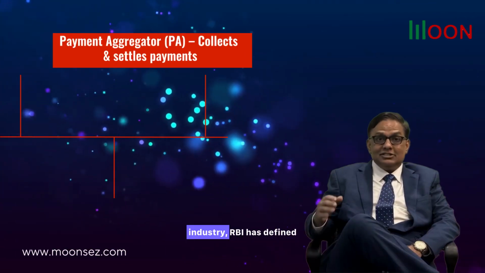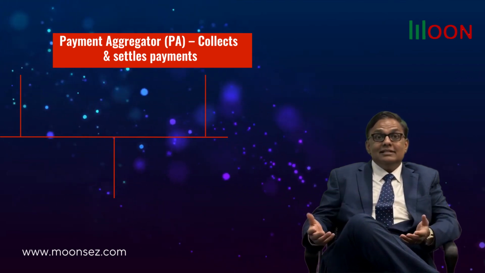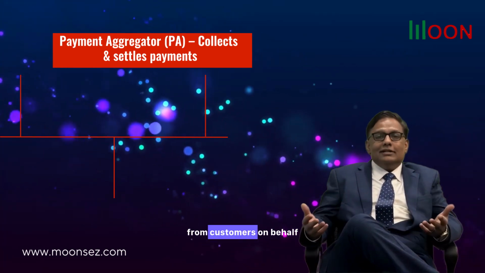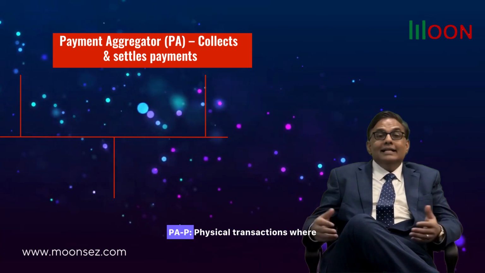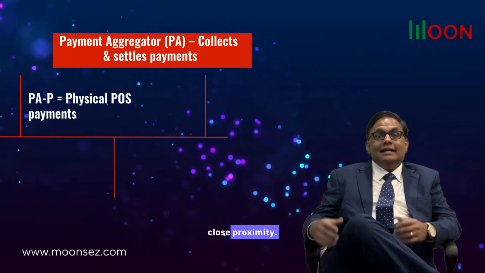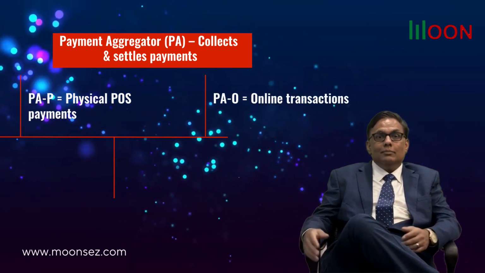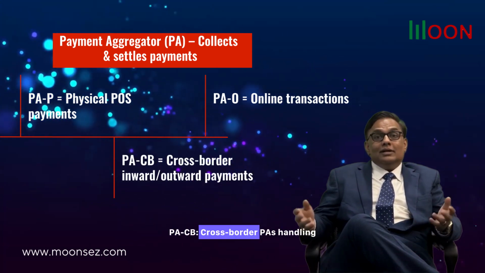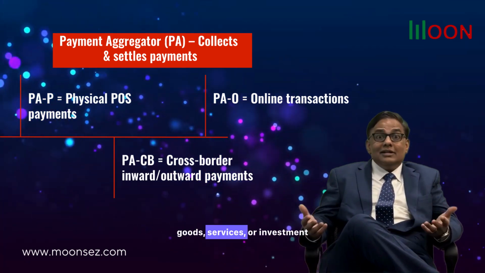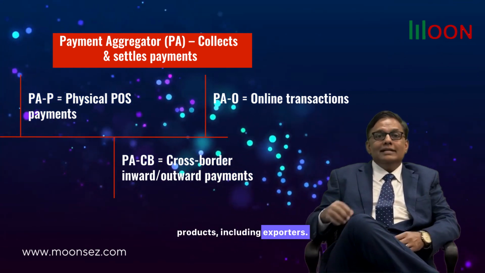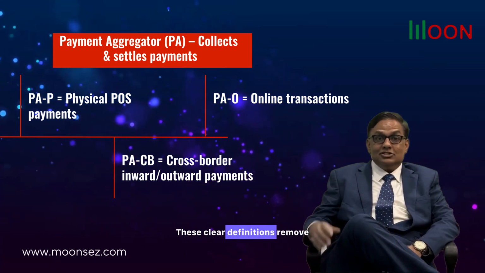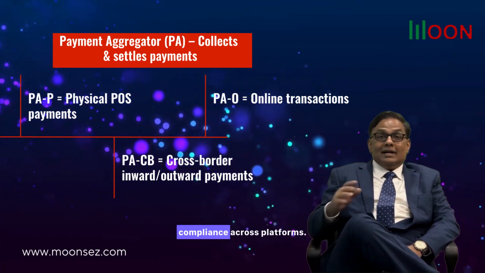To help standardize the industry, RBI has defined important terms. Some of these include payment aggregator, PA, an entity that collects payments from customers on behalf of merchants and settles them. PA-P, physical transactions where the payment instrument and acceptance device are in close proximity. PA-O, online transactions where both are remote. PA-CB, cross-border PAs handling import/export related payments. Merchant, any seller of goods, services, or investment products, including exporters. Escrow accounts, special bank accounts where PA funds must be held before settlement. These clear definitions remove ambiguity and support uniform compliance across platforms.